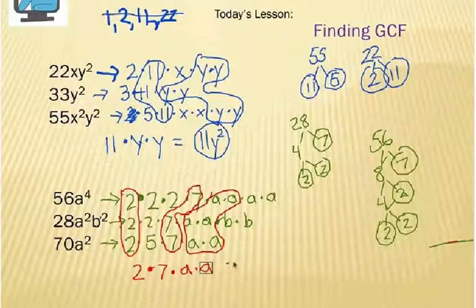So now we're going to put this all back together again, and this will give us our answer. It'll be 14a squared. All right, very good.